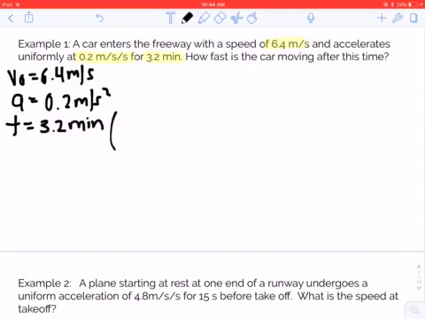We should notice immediately, right, that those units do not match and that we need to convert minutes to seconds. So there are 60 seconds in 1 minute. So we're going to take 3.2 and multiply by 60. We get 192 seconds.